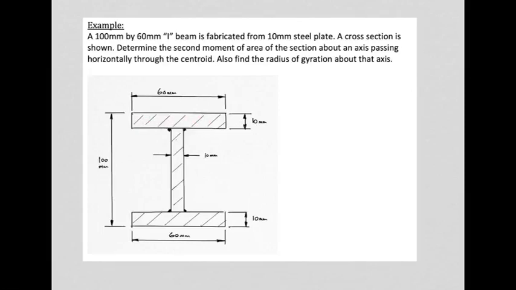shown hatched like this. So we've got to find the second moment of area of the section about an axis passing horizontally, that's this way, through the centroid. Now the centroid, without even working it out, we know is going to be right at the middle of the whole shape because it is symmetrical up and down. So the centroid is going to be over there. So we're going to have to find the second moment of area about an axis passing through that point, and then later we're going to find the radius of gyration as well.